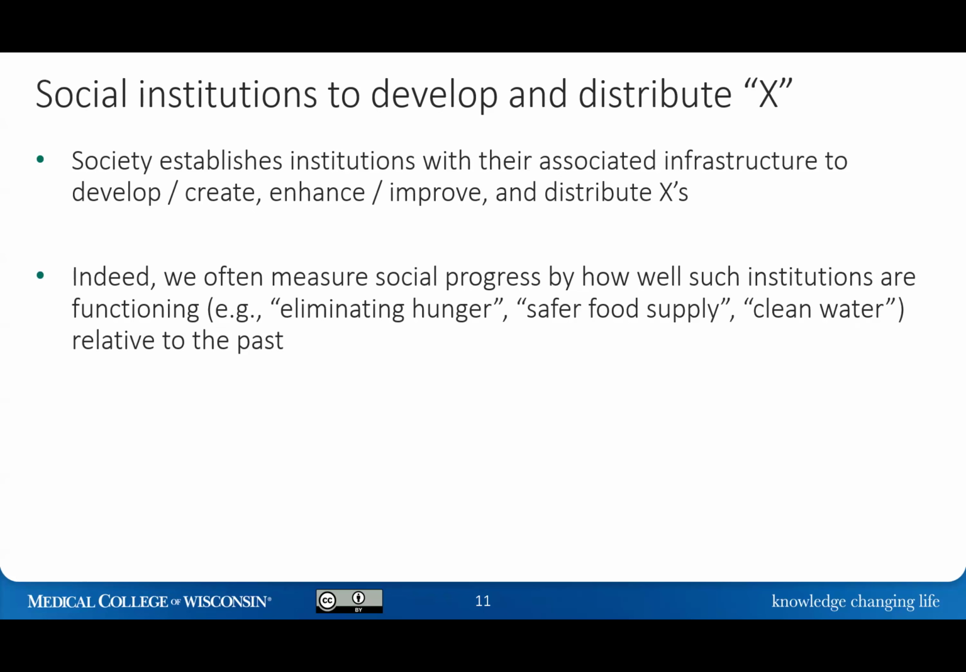So society as a whole develops institutions and their associated infrastructure to create and enhance Xs. So we have an entire institution for developing food and distributing it and getting it to grocery stores, restaurants, and so on and so forth. And social progress is often measured by how well these institutions function. So do we eliminate hunger, do we have a safe food supply, clean water relative to the past? Anybody have problems with that? There's a lot of problems with forever chemicals and water supply of rural areas of Wisconsin, like PFAS, et cetera.